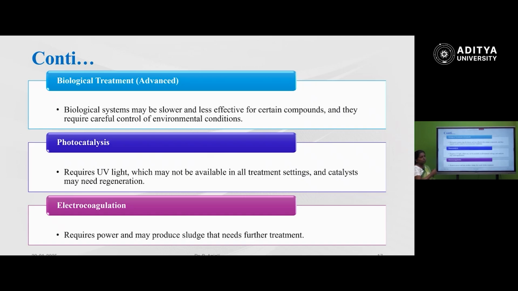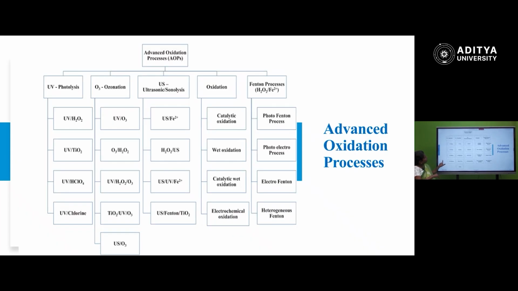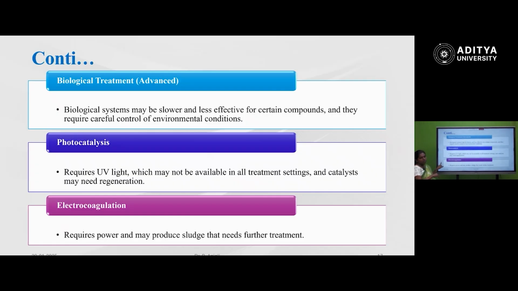Another one, photocatalyst. Photo obviously means light. You can use UV light or solar radiation. We need some catalyst; generally people use TiO2, titanium oxide, to remove this. And as I said, it requires UV light or solar radiation. Next one is electrocoagulation. Here it requires power and sludge will be generated.